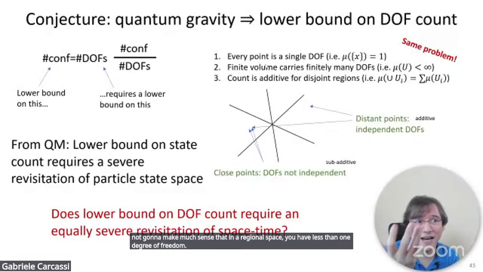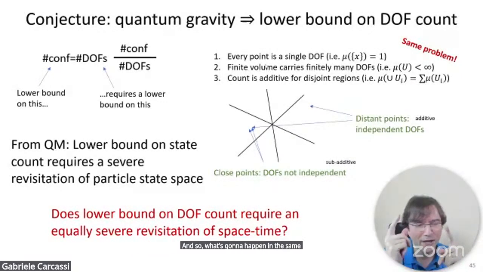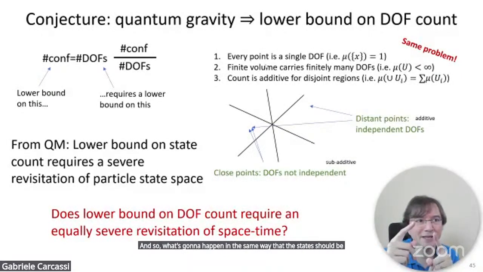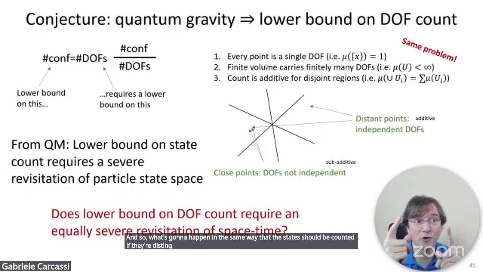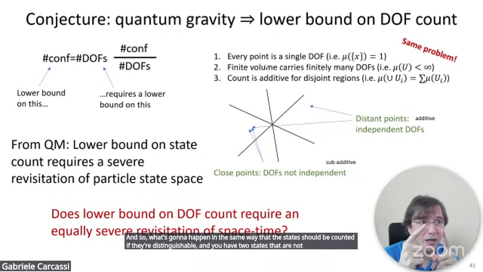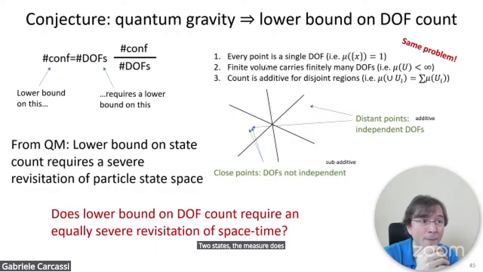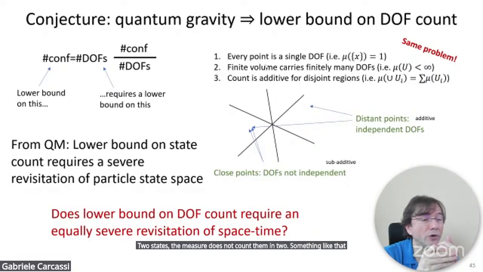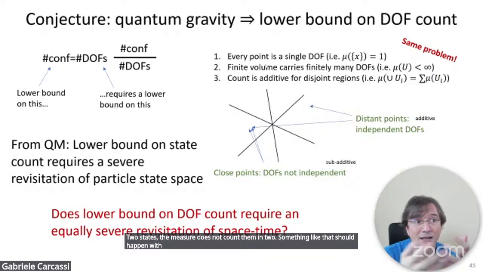And so what's going to happen, in the same way that states should be counted if they're distinguishable, and if you have two states that are not fully distinguishable, and therefore they're not really two states, the measure does not count them as two. Something like that should happen with points in space and degrees of freedom.